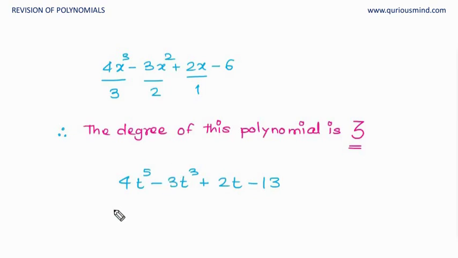So what is the degree of a constant polynomial? So we have a polynomial 12. What is the degree of this polynomial? 12 actually means it is 12 into, let's say if the variable is t, t raised to 0, because t raised to 0 is 1 and 1 into 12 is 12. So the degree of this polynomial is going to be 0.